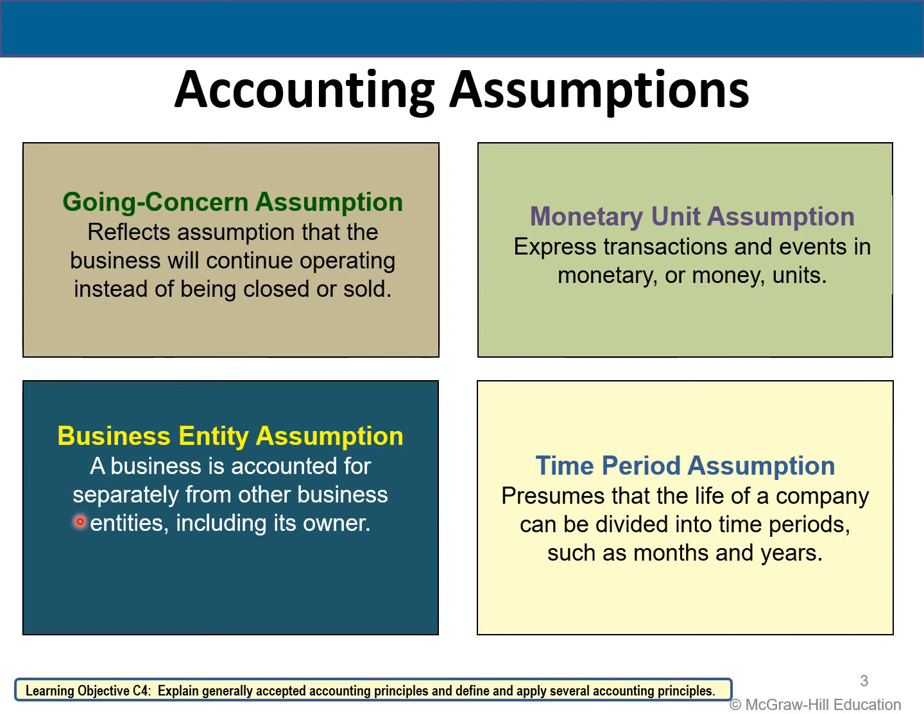Business entity assumption, which assumes that the business is separate from its owners and its accounting records are separate. So if the owner of a business pays rent, that should be from a personal account as opposed to a business account, right? We shouldn't see personal transactions in the records of businesses.